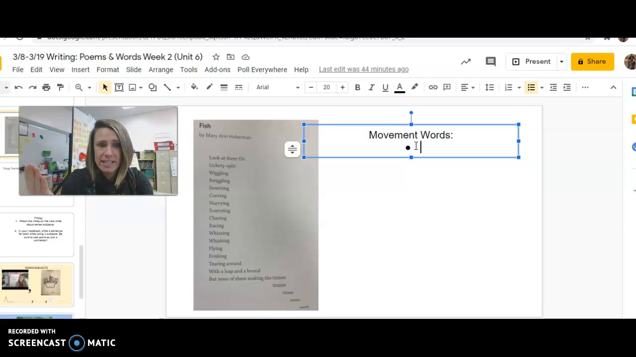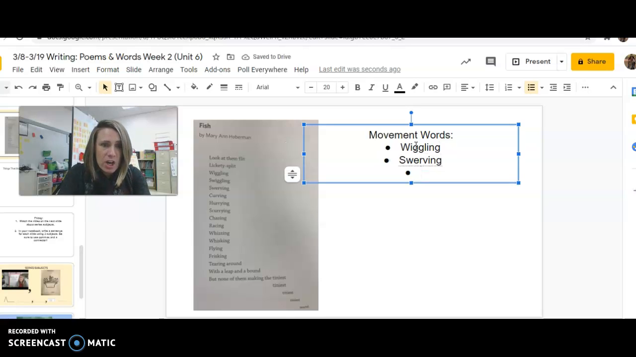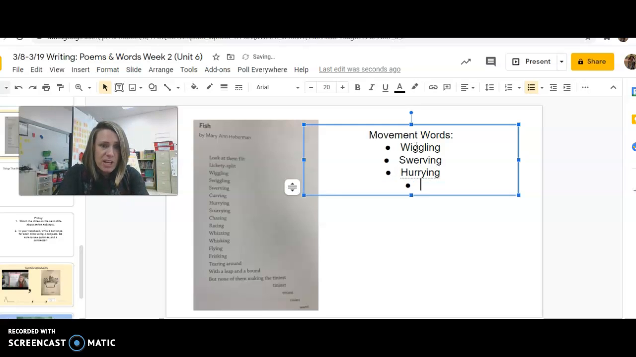Look at them flit, lickety split, wiggling, swiggling, swerving, curving. Okay, tell me the words I said so far. Wiggling, that's a movement. Let me see you wiggle. Swiggling, I don't know if that's a real word. I've never heard it. What else? Swerving, that's like when you take a turn. What else? Hurrying, when you're in a hurry, you do things really fast. Scurrying, that's like moving along very quickly too.